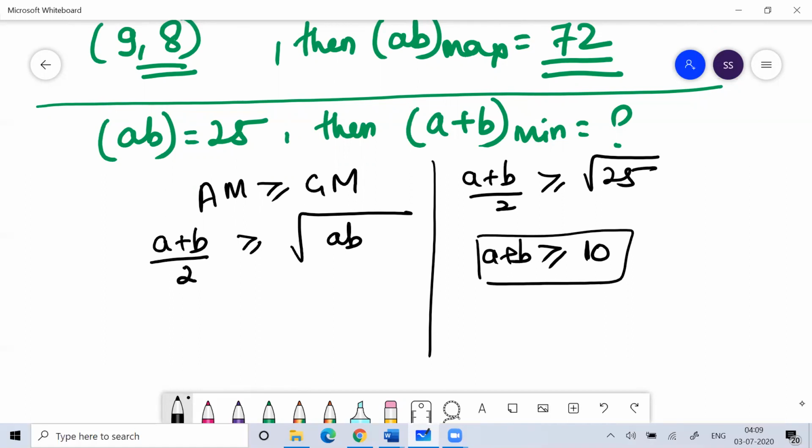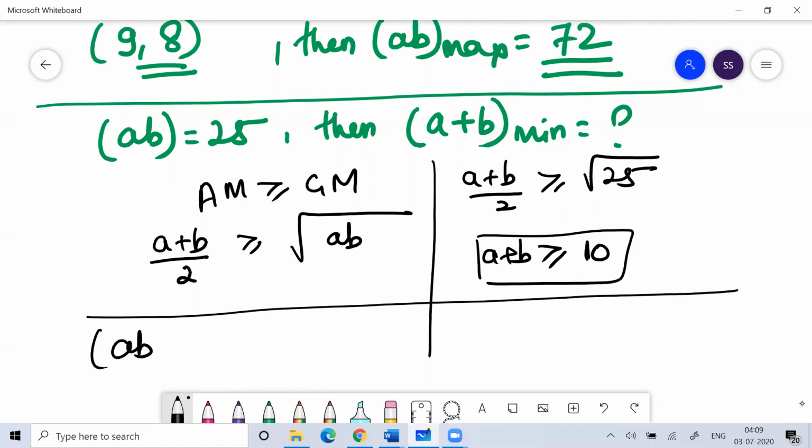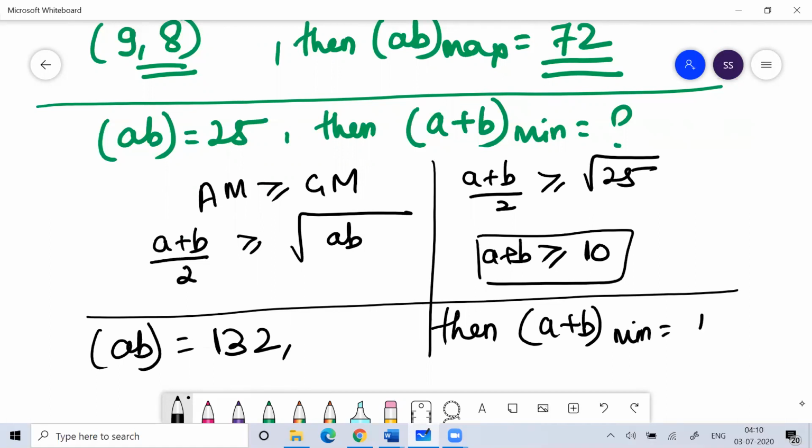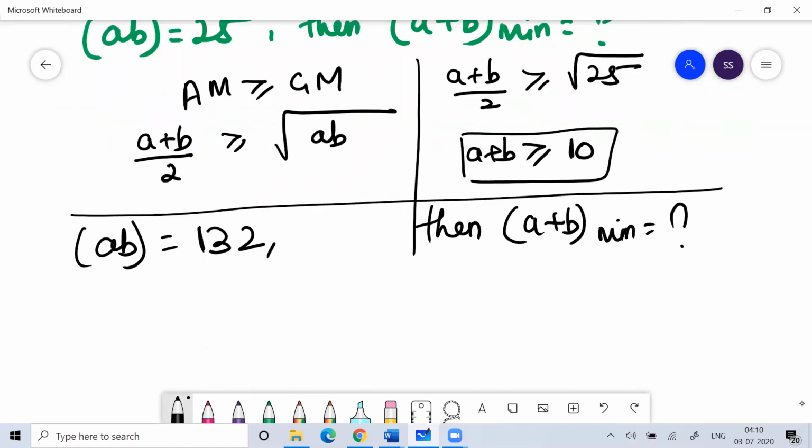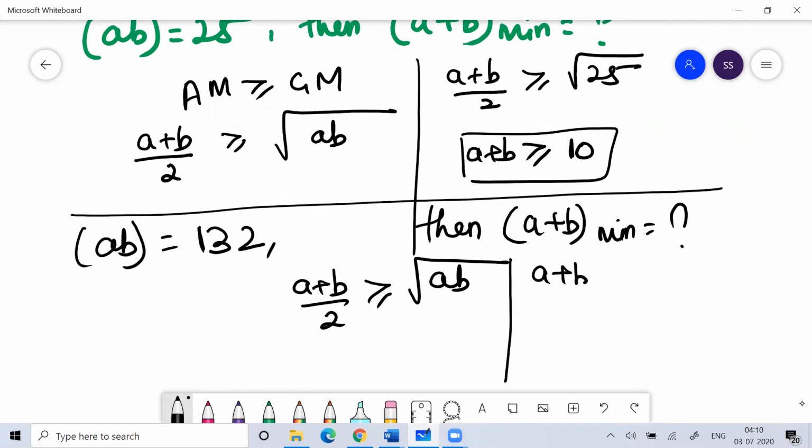Here a and b are natural numbers, and you can easily find the square root because 25 is a perfect square. What about the case if I ask you that a into b is 132? Then what is the minimum sum of a plus b? If you apply the same logic, then (a plus b) by 2 is greater than or equal to root of ab, so a plus b is greater than or equal to 2 root of 132.